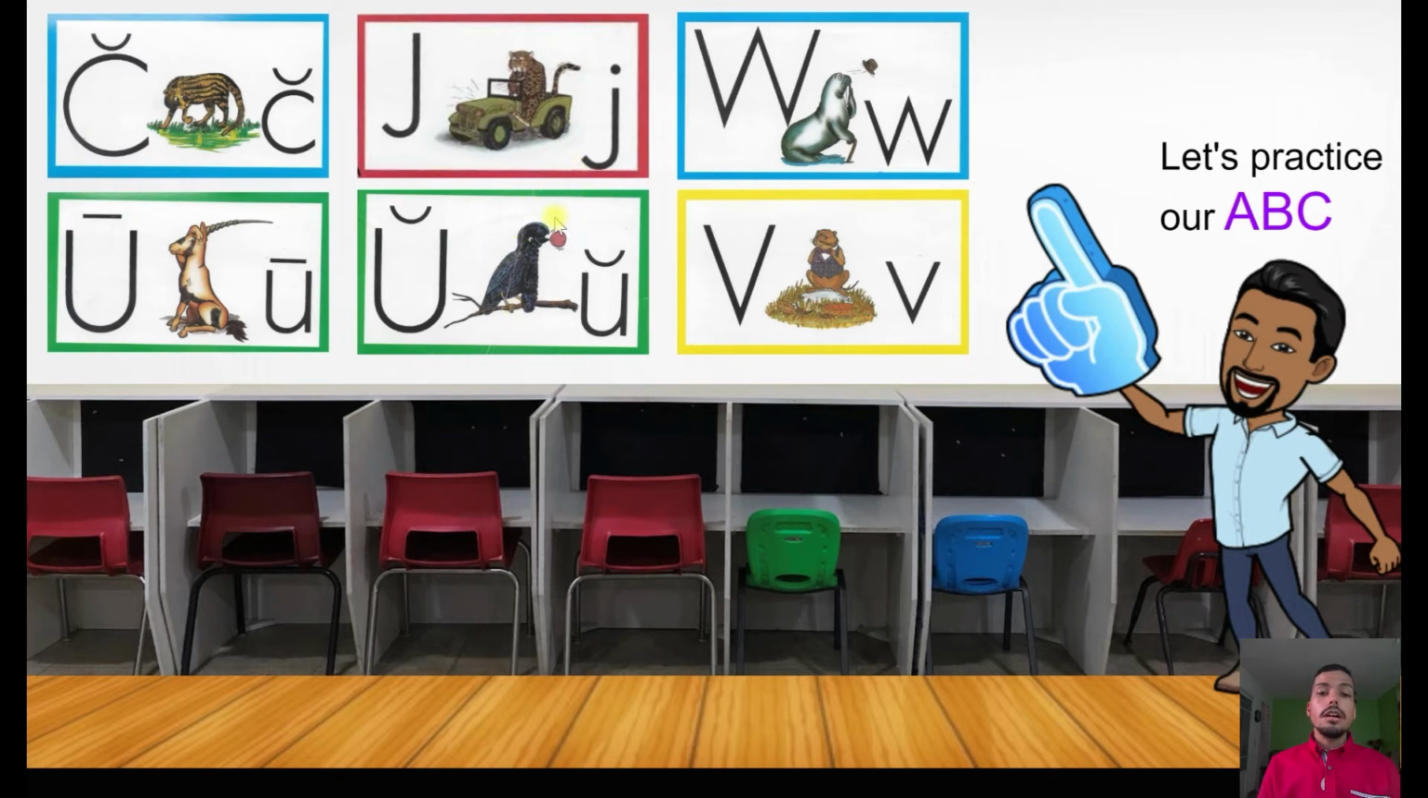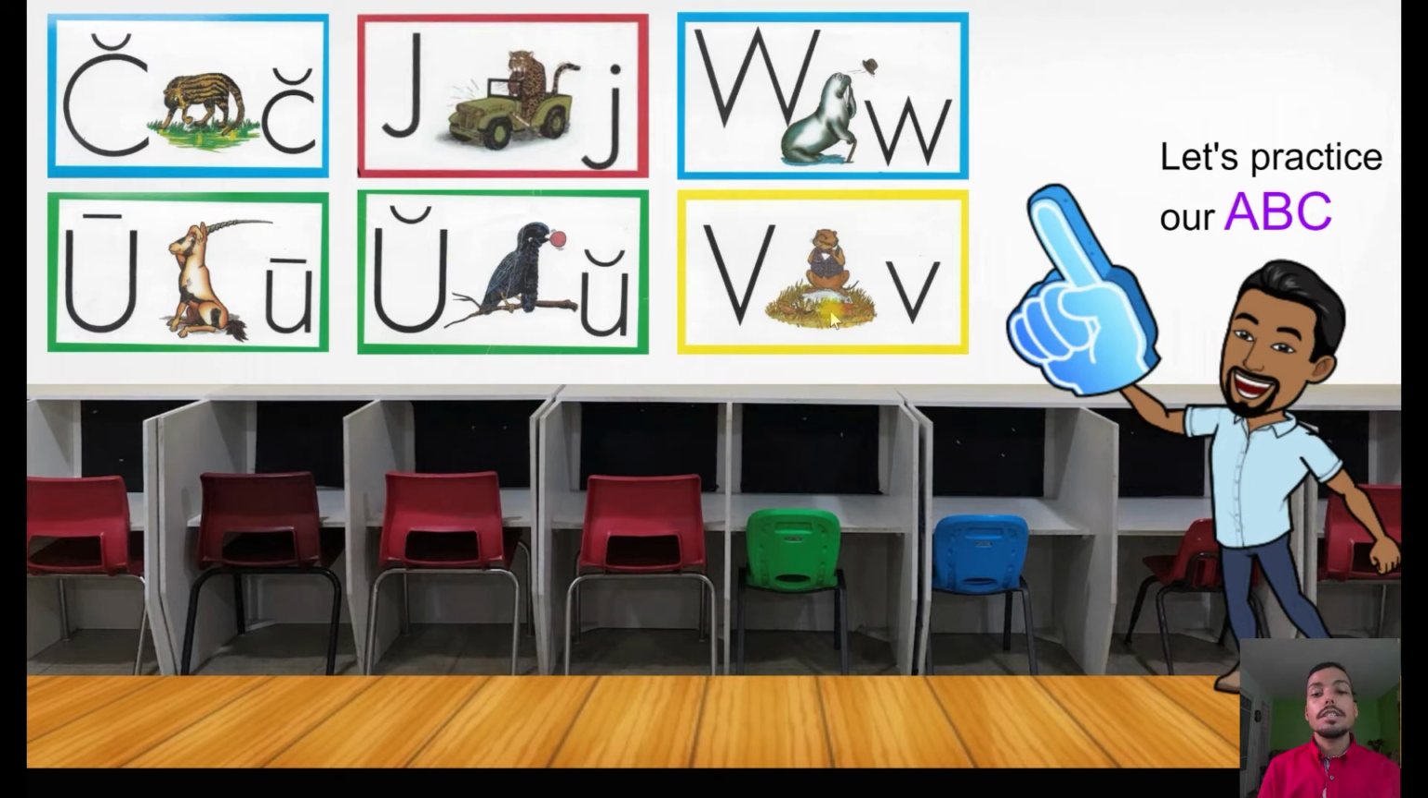Umbrella Bird has a letter that sounds O. So when you see the letter U with the smile on the top, it's going to sound oh. Very good, okay.